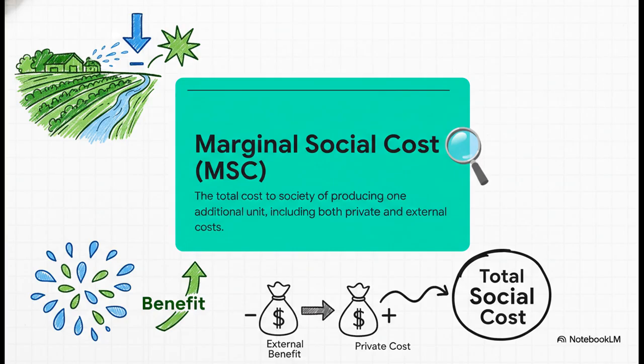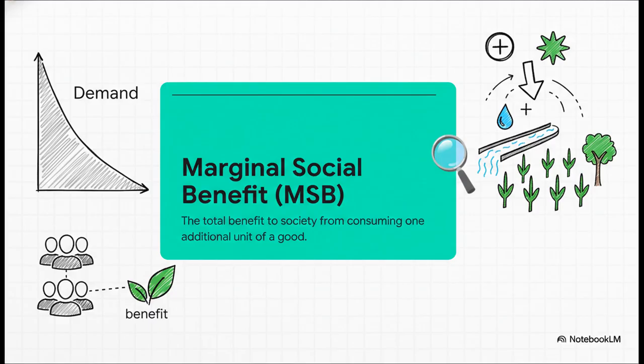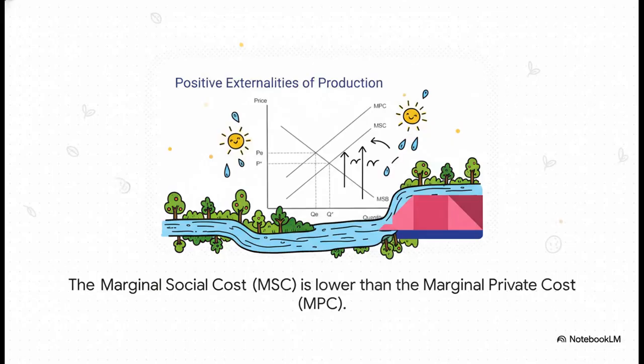to the individual producer. And finally, to complete the picture, we have the marginal social benefit curve, or MSB. This represents the demand side of the market, showing the total benefit society gets from consuming the good. For this particular model, to keep it simple, we assume that the private benefit to the consumer is the same as the social benefit.